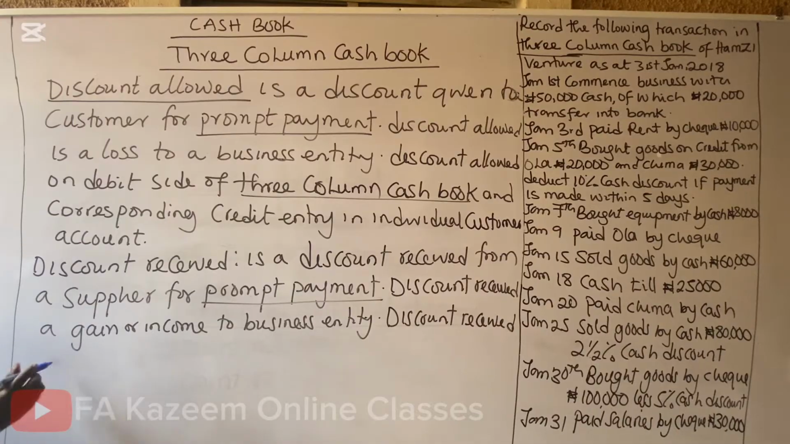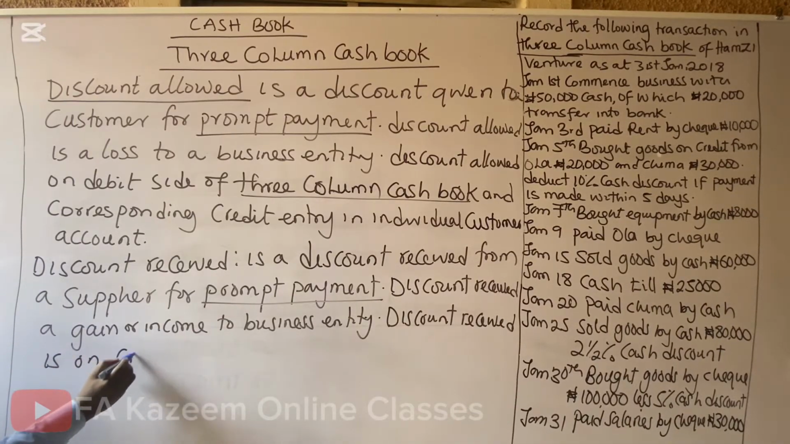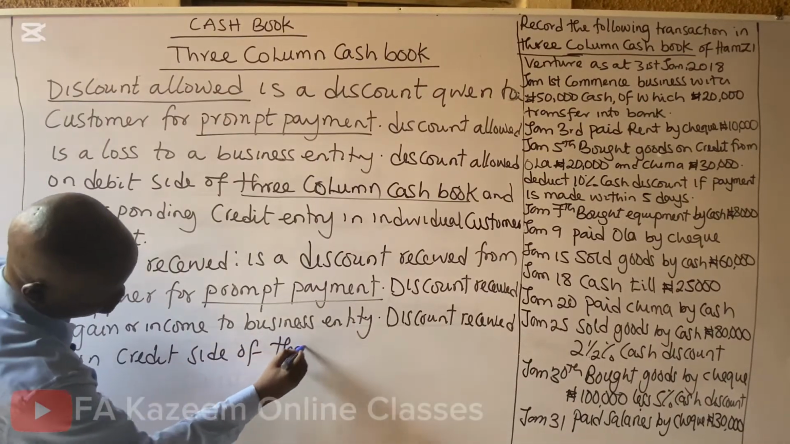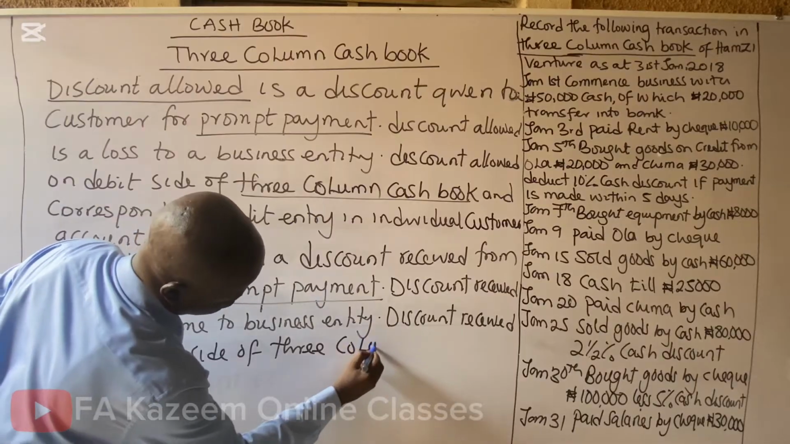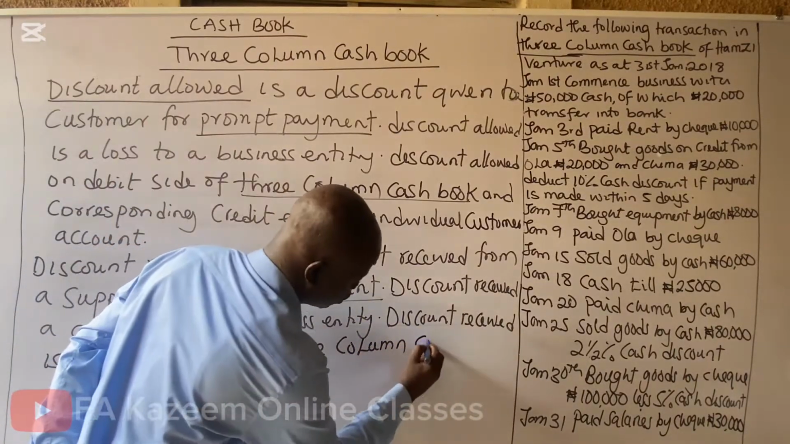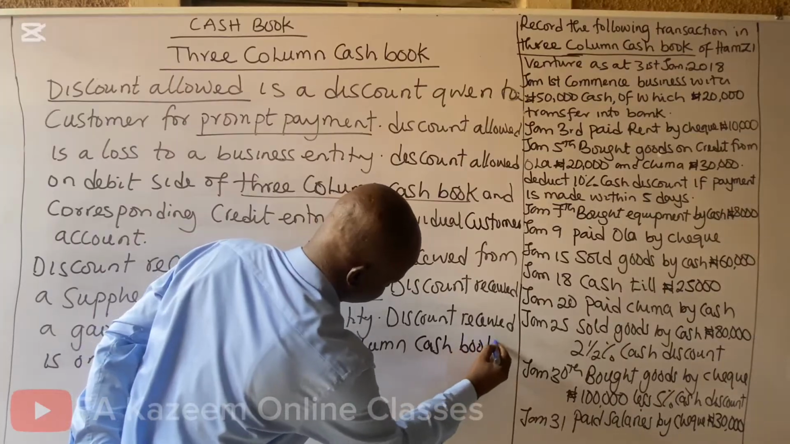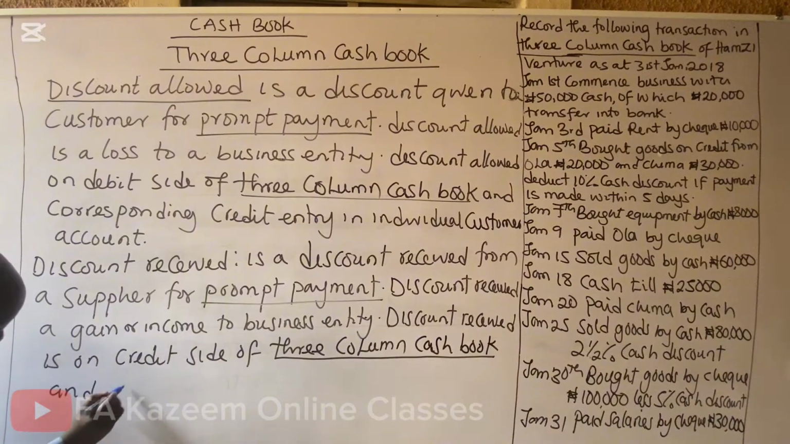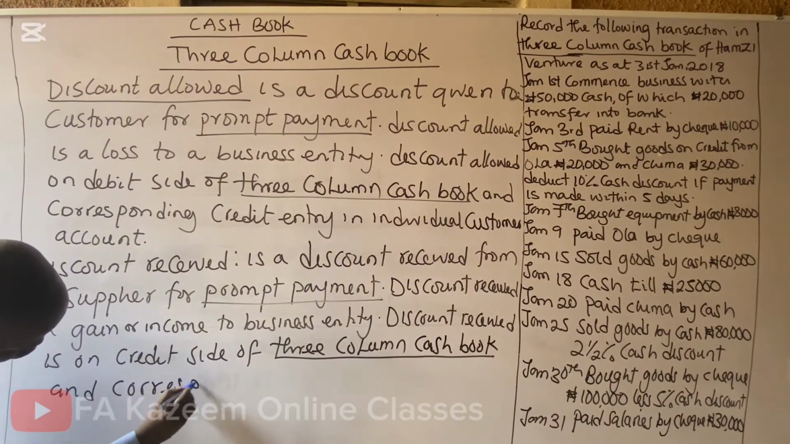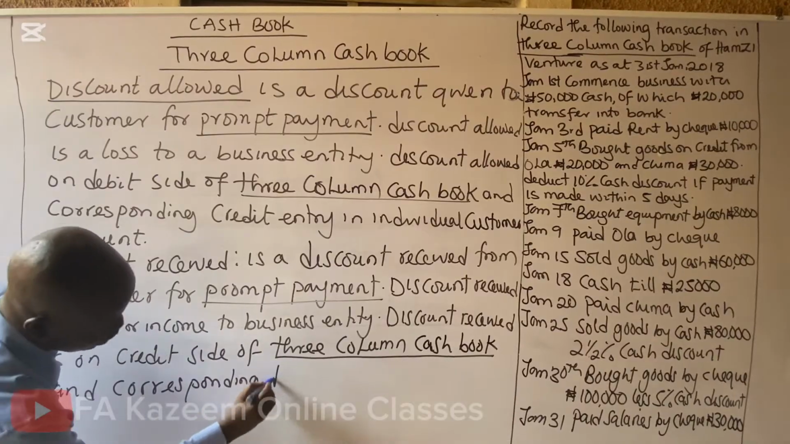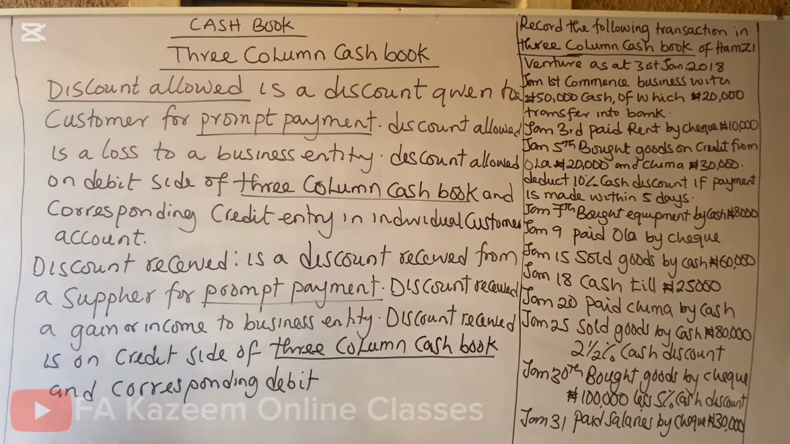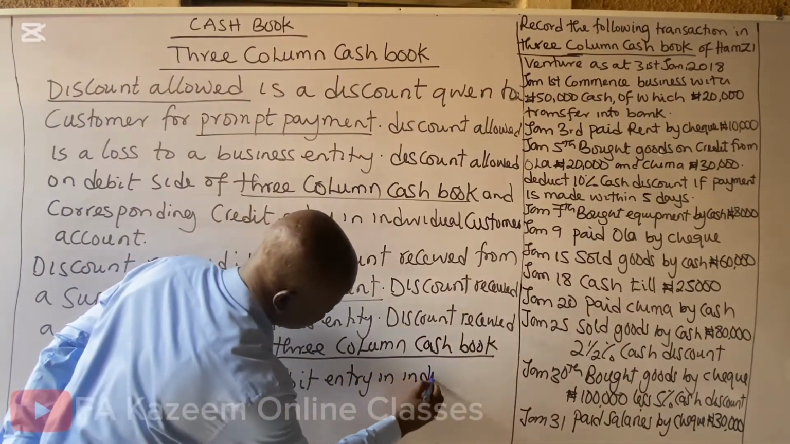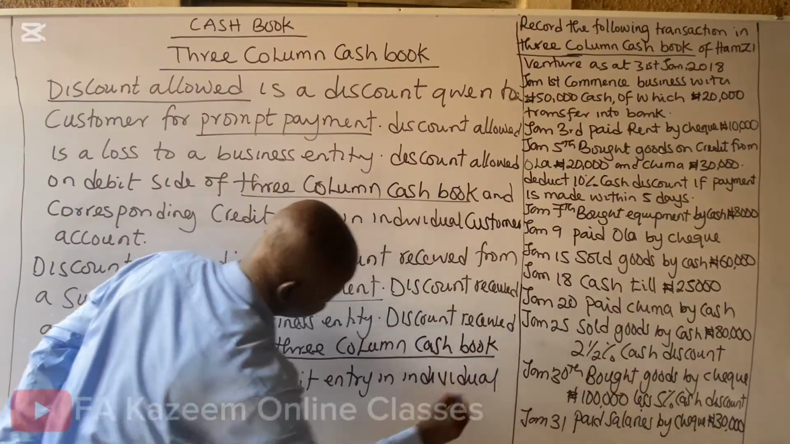Discount received is on the credit side of three-column cash book. And the corresponding debit entry is in the individual supplier's account.